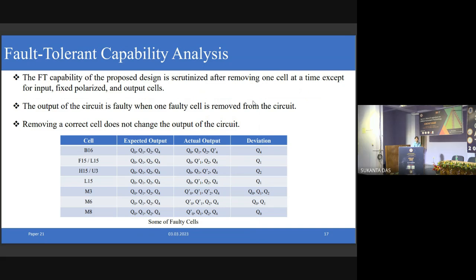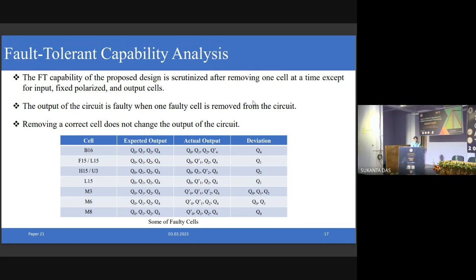But whenever we have removed the faulty cell, the output of the circuit is wrong or faulty. In that fashion, I have tabulated some faulty cells. Here B16 is one cell, and the expected output for B16 is Q1, Q2, Q4. But the actual output is Q0, Q1, Q2, and Q4. Here the deviation is in the Q4 output. In that fashion, I have tabulated some faulty cells.